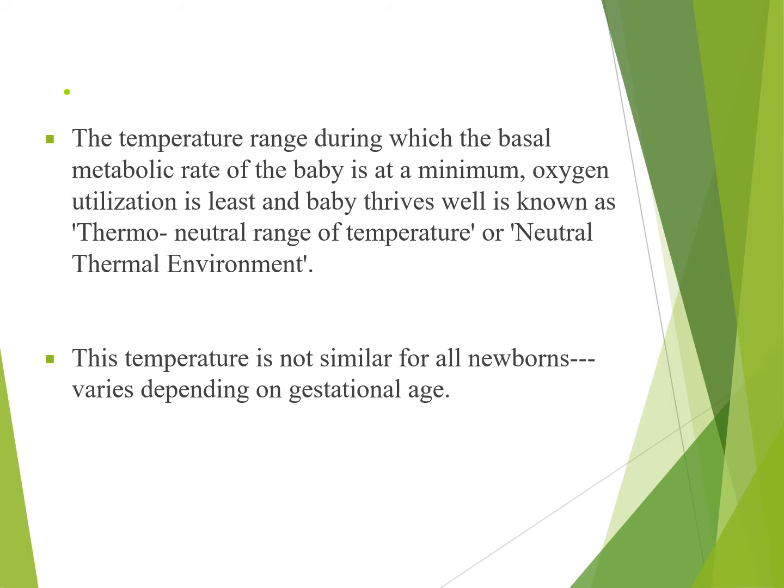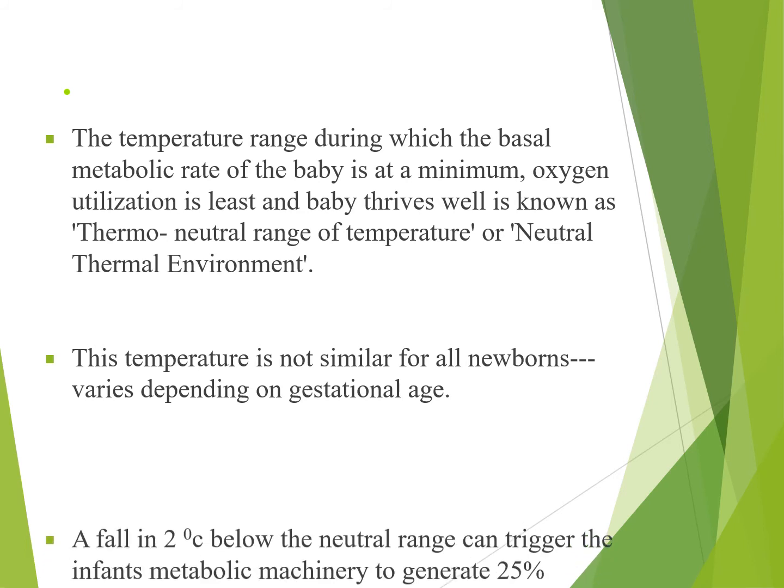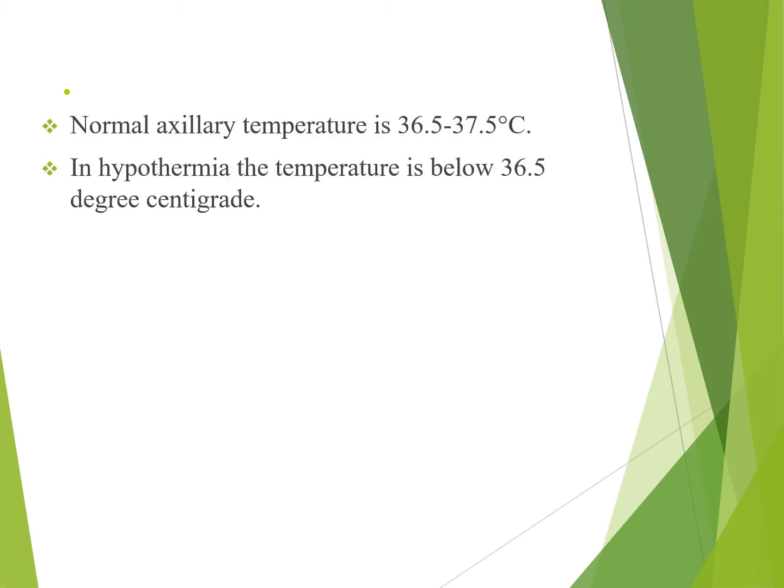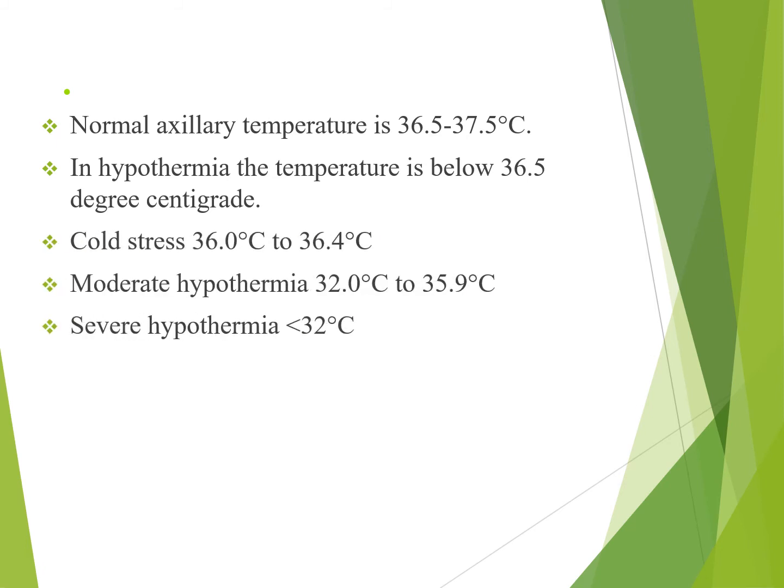This temperature is not similar for all newborns because it varies depending on the gestational age of the newborn. A fall of 2 degrees Celsius below the neutral range can trigger the infant's metabolic machinery to generate 25% additional heat. Normally, axillary temperature is 36.5 to 37.5 for newborns, and we say hypothermia if the temperature is below 36.5 degrees centigrade. We say mild hypothermia or cold stress if temperature is between 36 to 36.4. We say moderate hypothermia if it is between 32 to 35.9, and severe hypothermia in a newborn is defined as temperature less than 32 degrees Celsius.